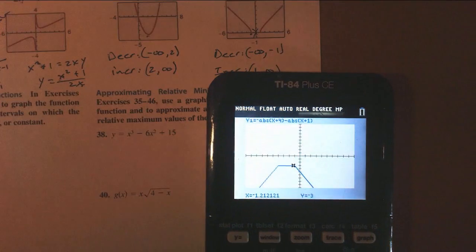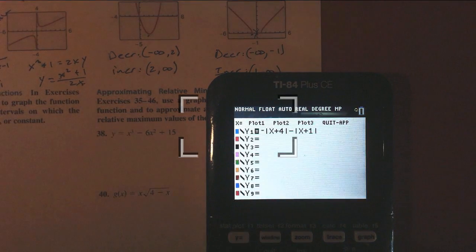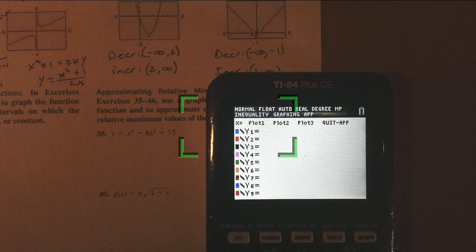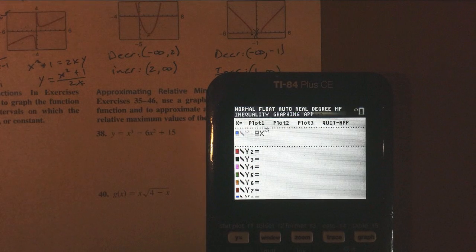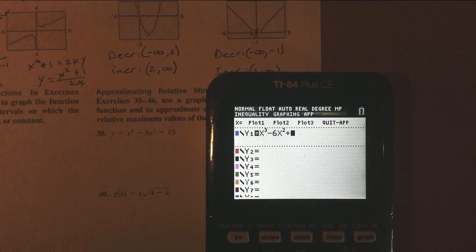So let's jump back on the calculator here, clear this out, and let's enter our first function. X to the 3rd, step out of that, minus 6x squared plus 15. Now, I don't know if Zoom Standard is going to do it for this or not, but we're going to give it a try. So I'm just going to go ahead and graph.